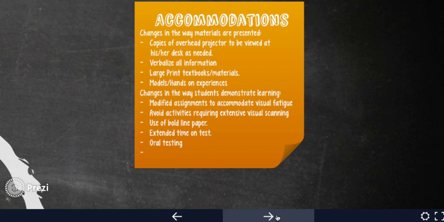Accommodations are changes in the program from the way things are typically done so that a student with a disability can have equal opportunity to participate and be successful. There are several different types of accommodations. Changes in the way materials are presented: copies of the overhead projector to be viewed at the student's desk as needed, verbalize all information, large print textbooks and materials, and model hands-on experiences. Then, changes in the way students demonstrate their learning: modified assignments, accommodate visual fatigue, avoid activities requiring extensive visual scanning, and use bold line paper.